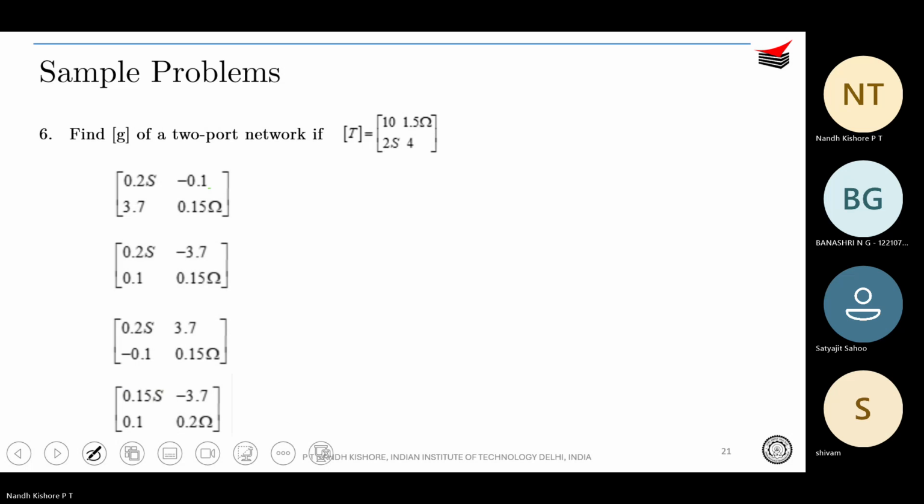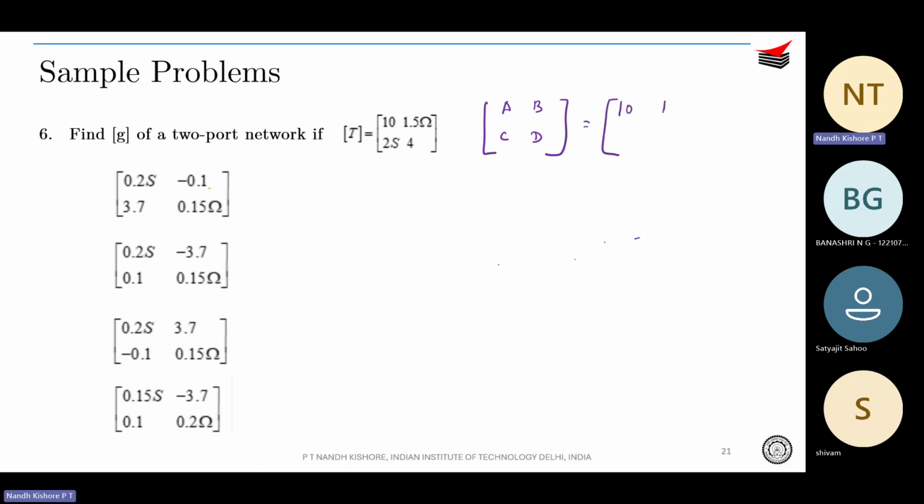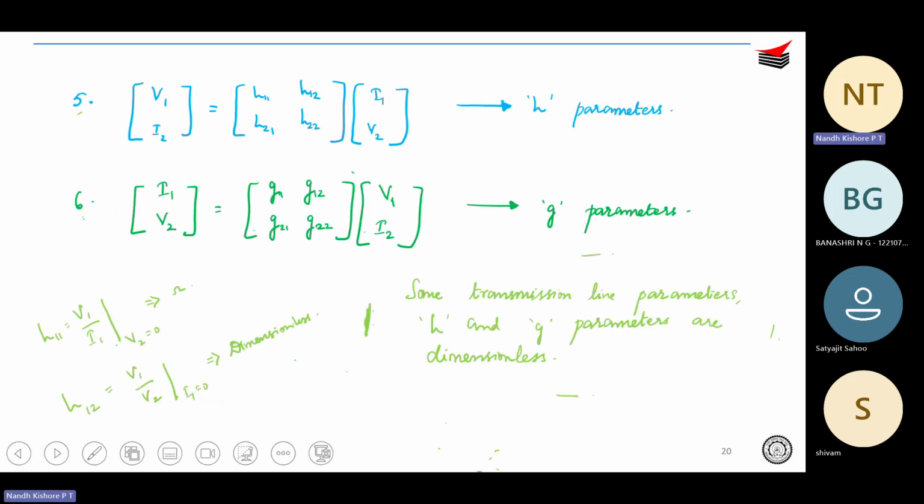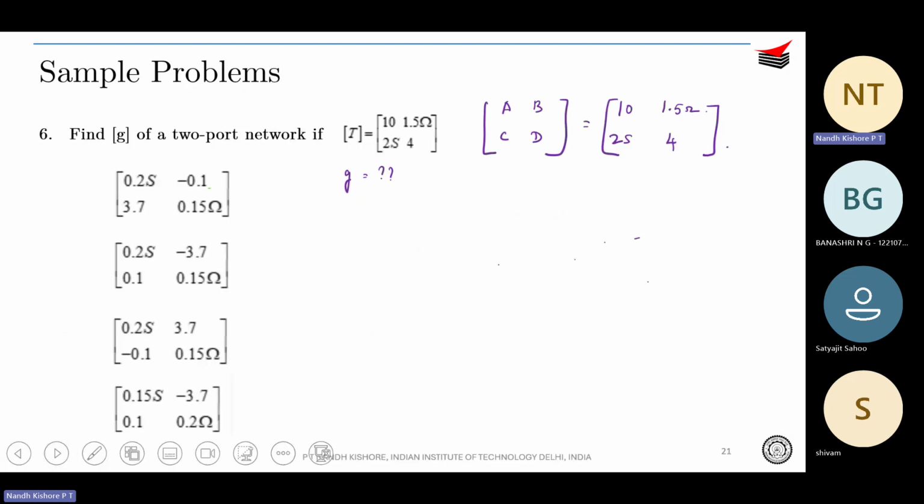Okay. So the first question is, they have given the transmission line parameter T, which is equal to 10, 1.5 ohm, 2 S and 4. That is A, B, C, D: 10, 1.5 ohms, 2 S and 4. Find the G matrix. They have given the T parameters. Find the G matrix, meaning the relation of I1, V2 to V1, I2.